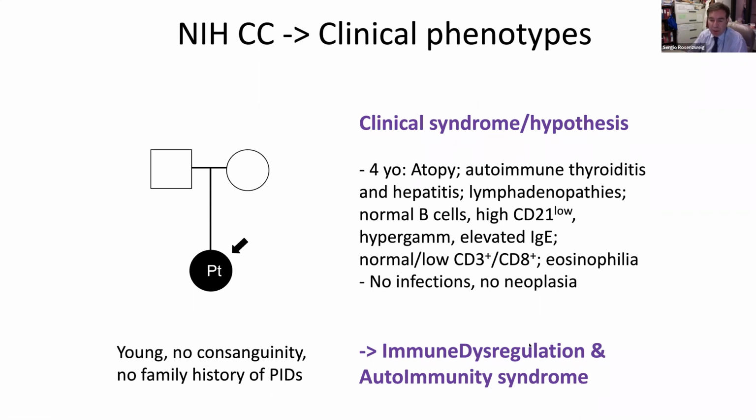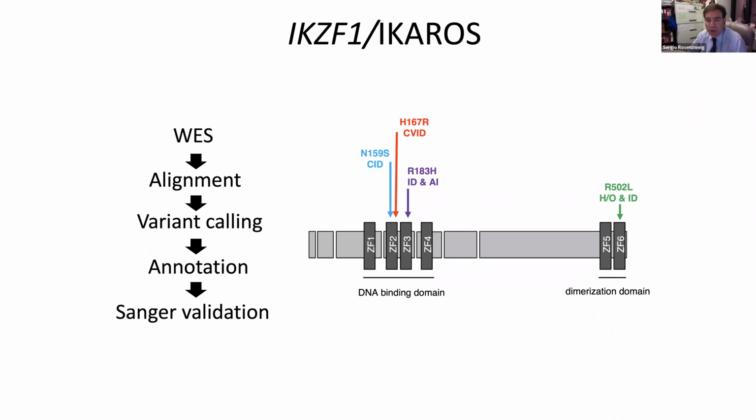obvious phenotype was immune dysregulation and autoimmunity. Autoimmunity because they have a lot of autoantibodies, and atopy and lymphadenopathies, and normal to high B cells and hypergam and elevated IgE and eosinophilia. It was a kind of immune dysregulated clinical phenotype. Now the mutation is not that far away from the previous mutation. So here it's R183H. We found another mutation that's R183C, but it's again at the DNA binding domain.